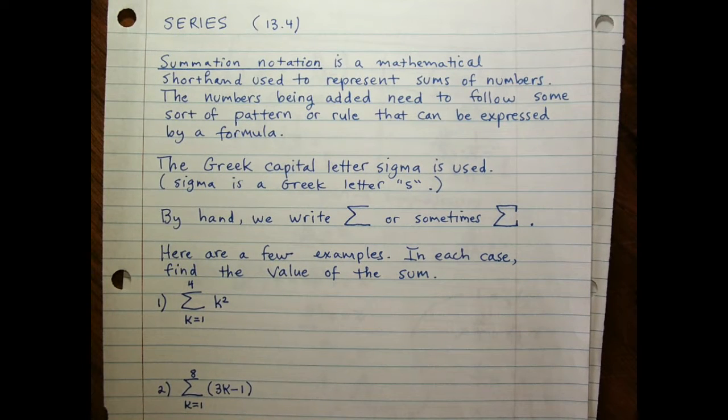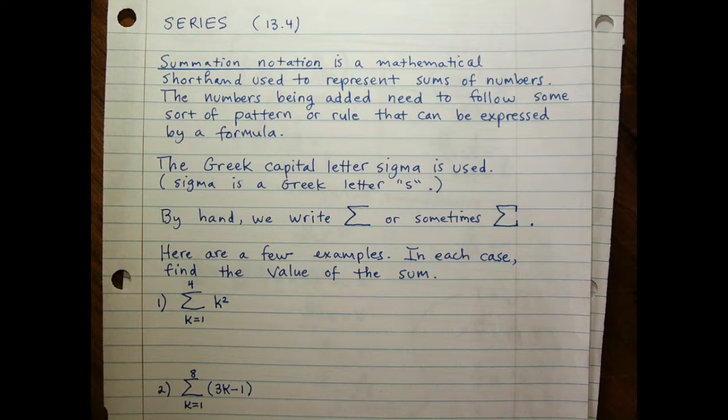This is our first video on section 13.4, series. Before we start talking about series, we're going to introduce something called summation notation. Summation notation is a mathematical shorthand used to represent sums of numbers. The numbers being added need to follow some sort of pattern or rule that can be expressed by a formula.